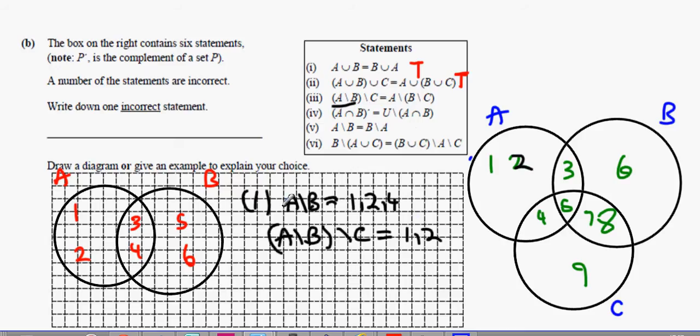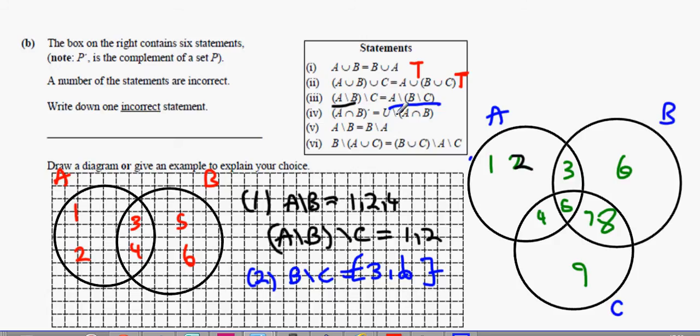The second one, which is here, is everything. We're going to get what's in the brackets first, so we're going to get B less C first. Everything in B that's not in C is going to be the numbers 3 and 6 because it's not allowed in C. B less C equals 3 and 6.